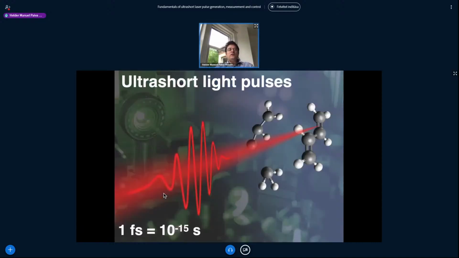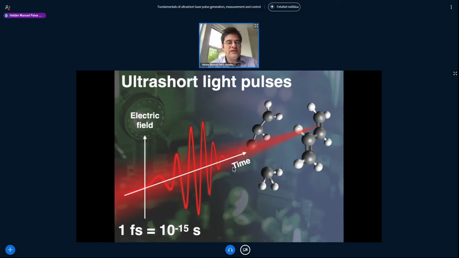So maybe it would be a good idea to tell you a bit about what an ultrashort light pulse is. This is a simplified depiction, and this is essentially something that occurs in time and corresponds to an oscillation of the electric field. So you have a fast oscillating electric field. That's a light pulse. And it's a pulse because you only have a few oscillations of this very fast field. And the period of this oscillation is really small, around 2.5 femtoseconds. So 1 femtosecond is 10 to the minus 15 seconds. So that's 0.14 zeros 1 second.